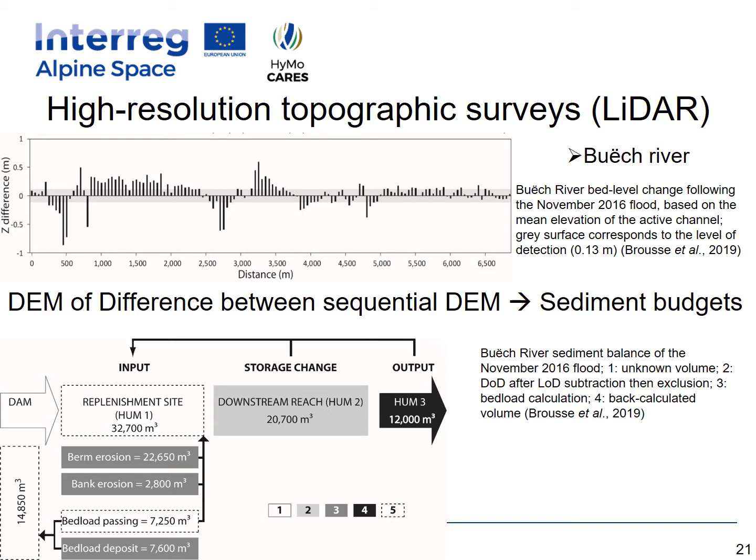Long profiles have been studied from the analysis of LiDAR data from the November 2016 flood. Downstream the replenishment ridge, the longitudinal distribution of active channel bed level changes shows a much higher morphological activity in the first few kilometers downstream the dam, up to a distance to 3.5 kilometers, and a lower activity further downstream. This is a first observation suggesting a strong channel response to sediment replenishment.